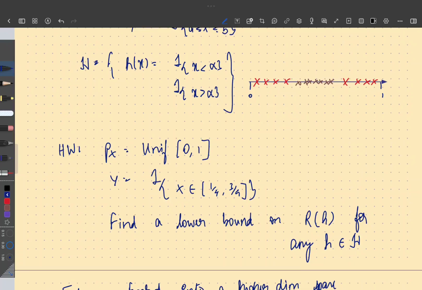Better than 1 by 4. How do you achieve 1 by 4? Choosing 1 by 4 or 3 by 4 as the threshold. Okay, but how do you say that the probability of error is only 1 by 4? If the x belongs to the interval 0 to 1 by 4, it's properly classified. Correct. So the probability of error is 1 by 4. So can you do better than that? You can't. But you have to prove that you can't do better than that.